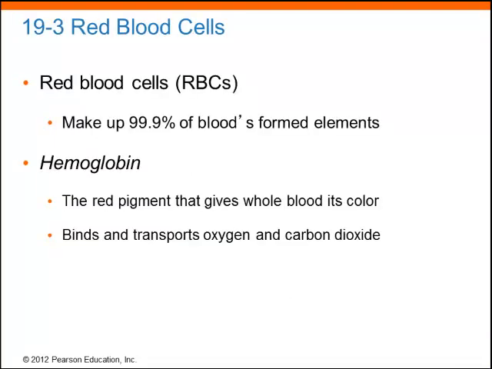Of all the formed elements, almost all of them are red blood cells. So that value I gave you earlier of 45% of the blood volume being formed elements, less than 1% of that is white cells and platelets combined. Almost all of that, 45%, is red blood cells. Red blood cells are packages of hemoglobin. Hemoglobin is a protein complex. It has a red pigment in it due to the iron content, and that iron will bind and transport oxygen, and the protein part of the hemoglobin will bind and carry carbon dioxide.